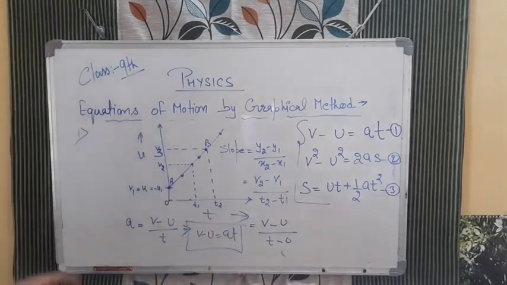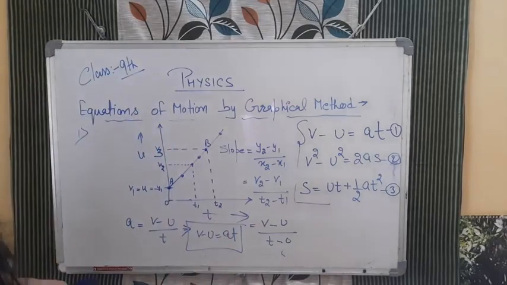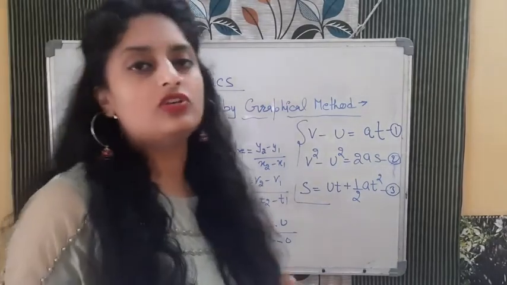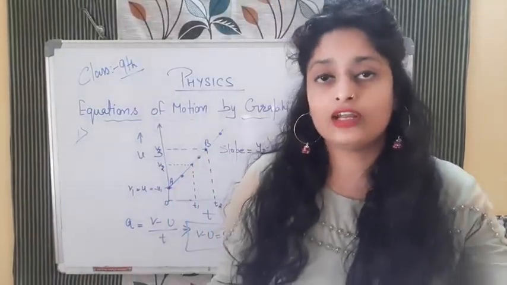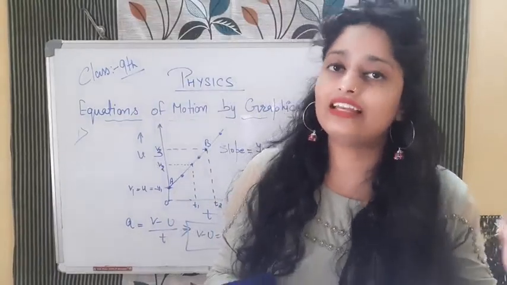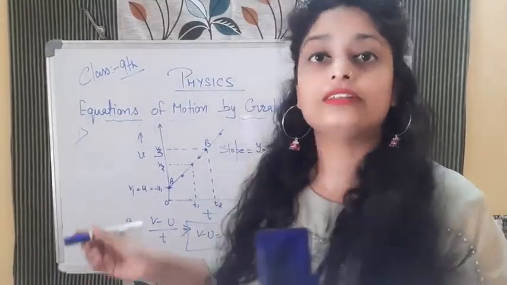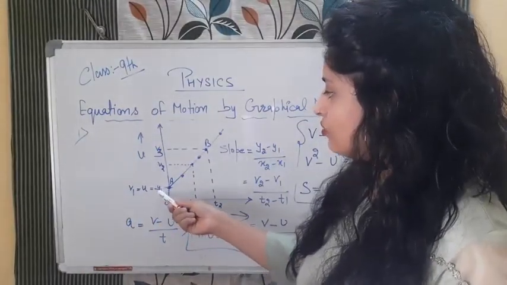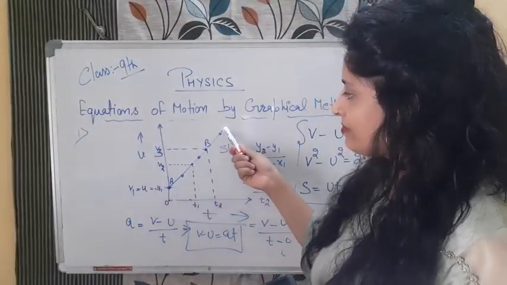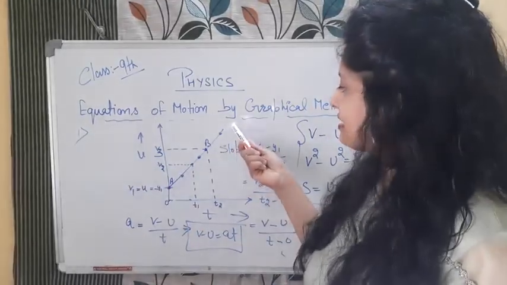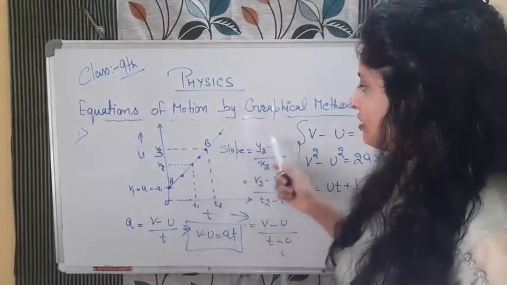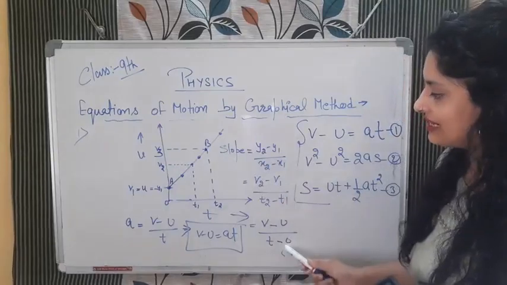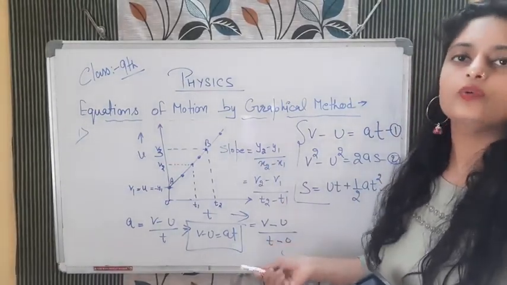This is the first equation of motion. To get v minus u is equal to at, we draw one graph of velocity versus time, when an object starts its journey from the initial velocity u, and the time at that point was 0. So it started from here, initial velocity is u, and now it's going with uniform acceleration, so the graph will be like this. Now we take any 2 points on this, put in the formula of slope, and we will get the result v minus u is equal to at.